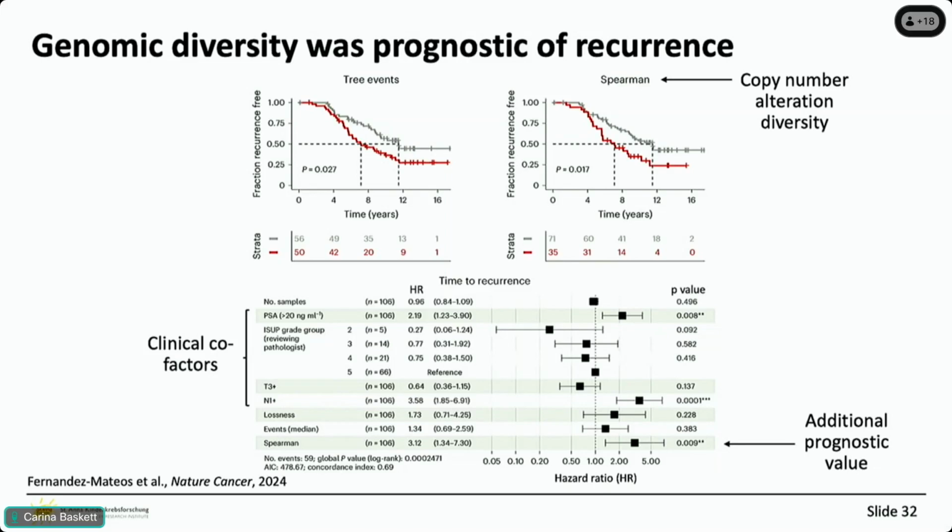So things like PSA, which is essentially an antigen in the blood that's used to measure the burden of different tumors, the grade group, so how dedifferentiated or how advanced the tissue looks, and also T-stage and N-stage, which are different forms of measuring just how big and how spread the tumor are. And when we plugged in some of the significant covariates that we'd measured, we saw this copy number diversity also gave us some additional prognostic value. So it's clearly also important for predicting how patients did.